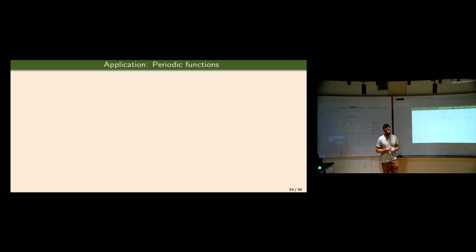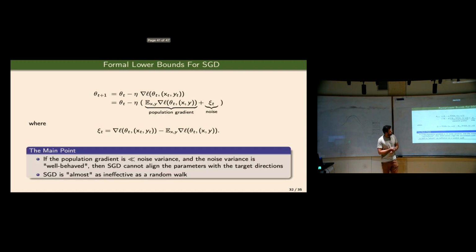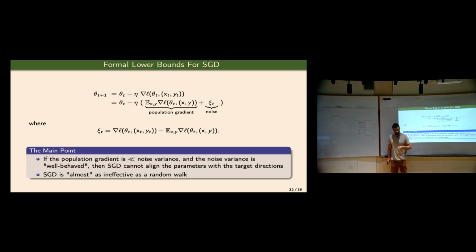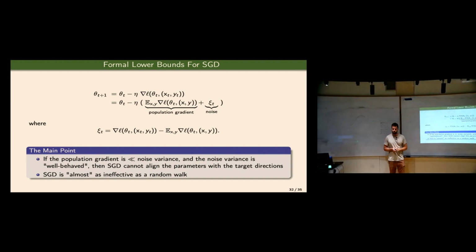So what does this actually look like for specific problems? Maybe I should just say analyzing the population gradient is actually not that easy in general. A lot of the specific theorems that we give are for when the inputs are Gaussian, because when they're Gaussian, you can actually analyze these expected values quite well.